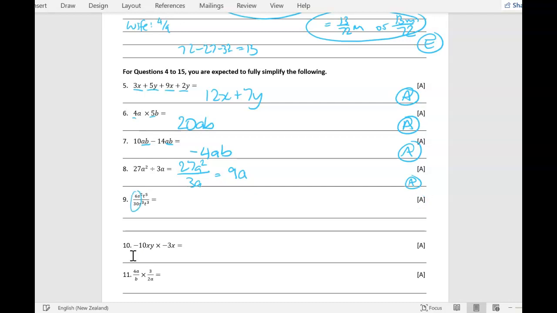Start off with the numbers. 6 divided by 30 is 5. And the bottom team has the bigger number, so they get given the 5. 2 S's on the top, 3 down the bottom, so the bottom team has 1 extra S. 5 S's on the top, 5 T's on the top, 3 T's down the bottom. Top team has more T's, so we're going to give 2 T's up the top there. T squared. So that gets us to A.